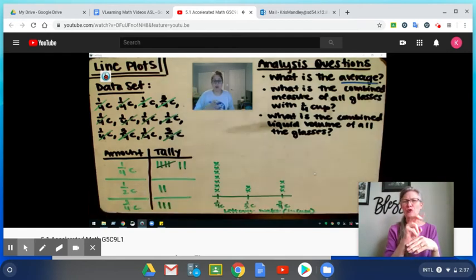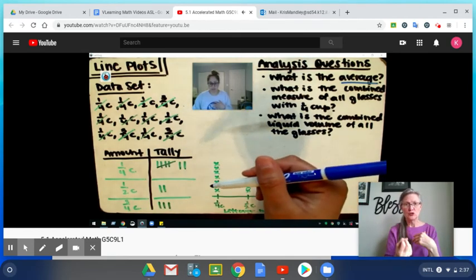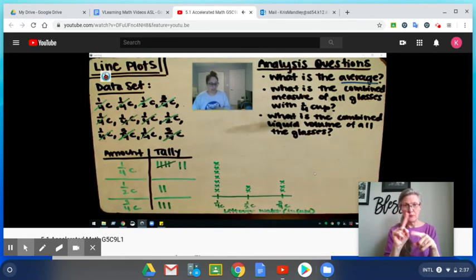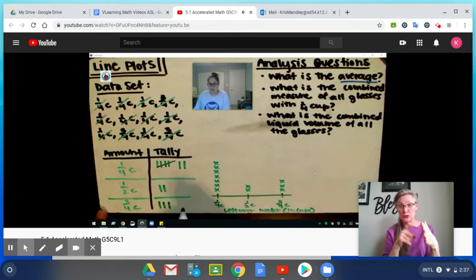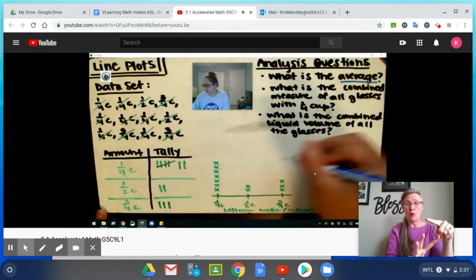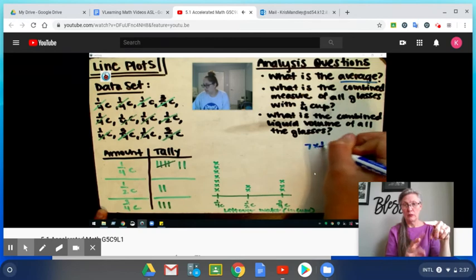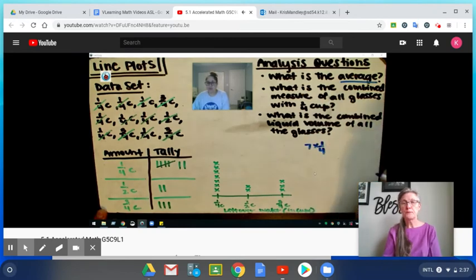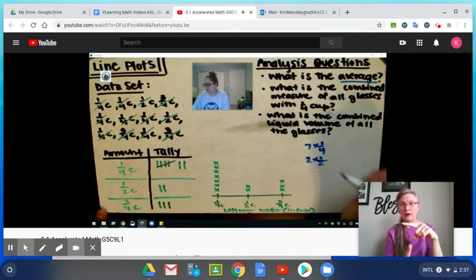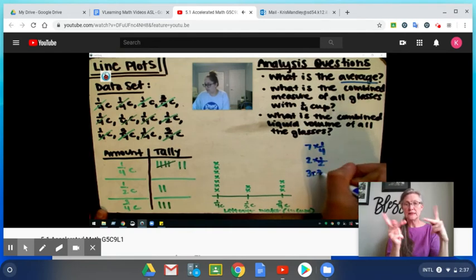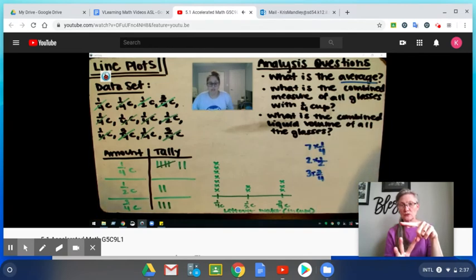Well, if we can take all of our data and divide it by the total number of data points that we have, so in this case we have 12 data points, then we can find that average. So what we're noticing is we have 7 1/4 cups, right? So we have 7 times 1/4. We've got 2 1/2 cups, so 2 times 1/2. And we've got 3 3/4 cups, so 3 times 3/4.